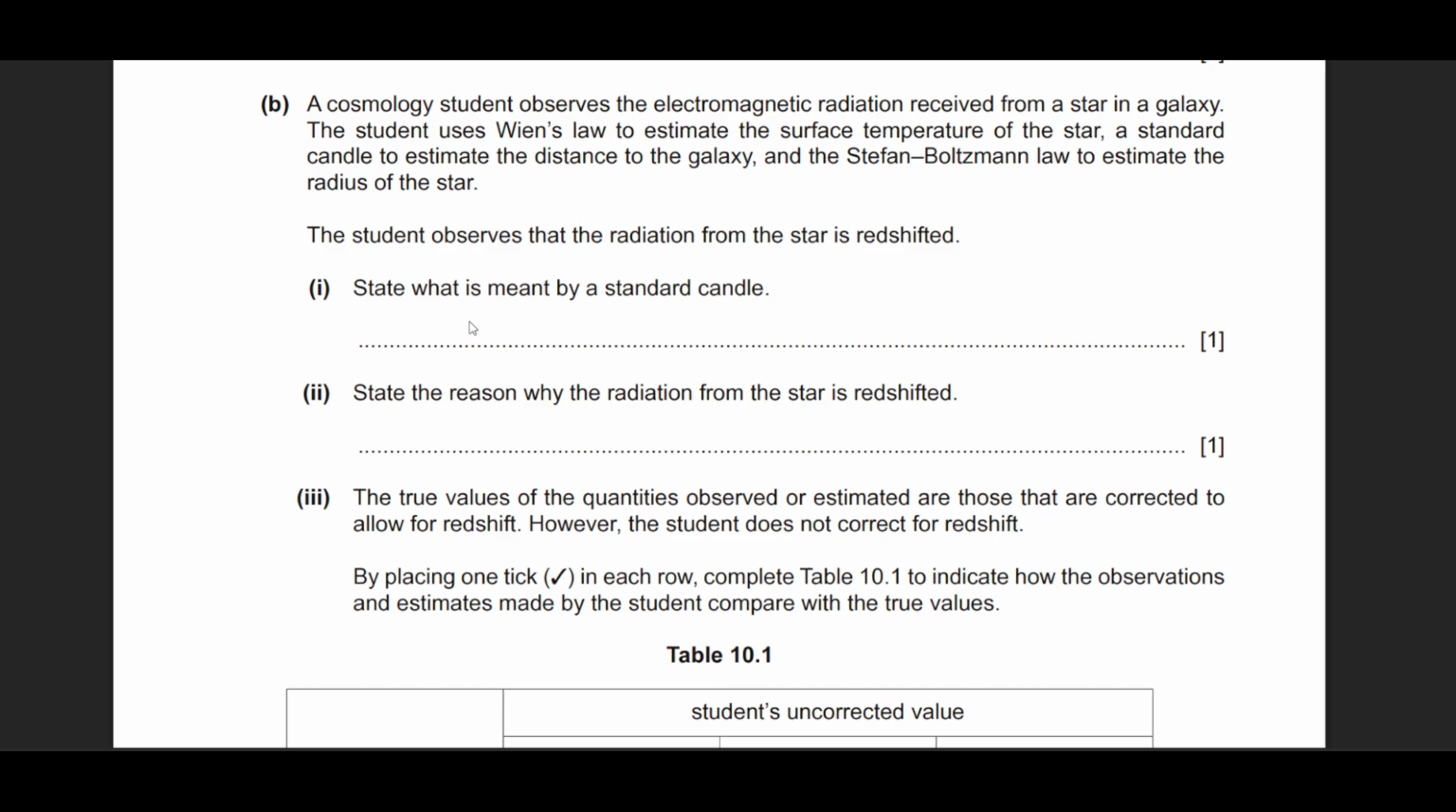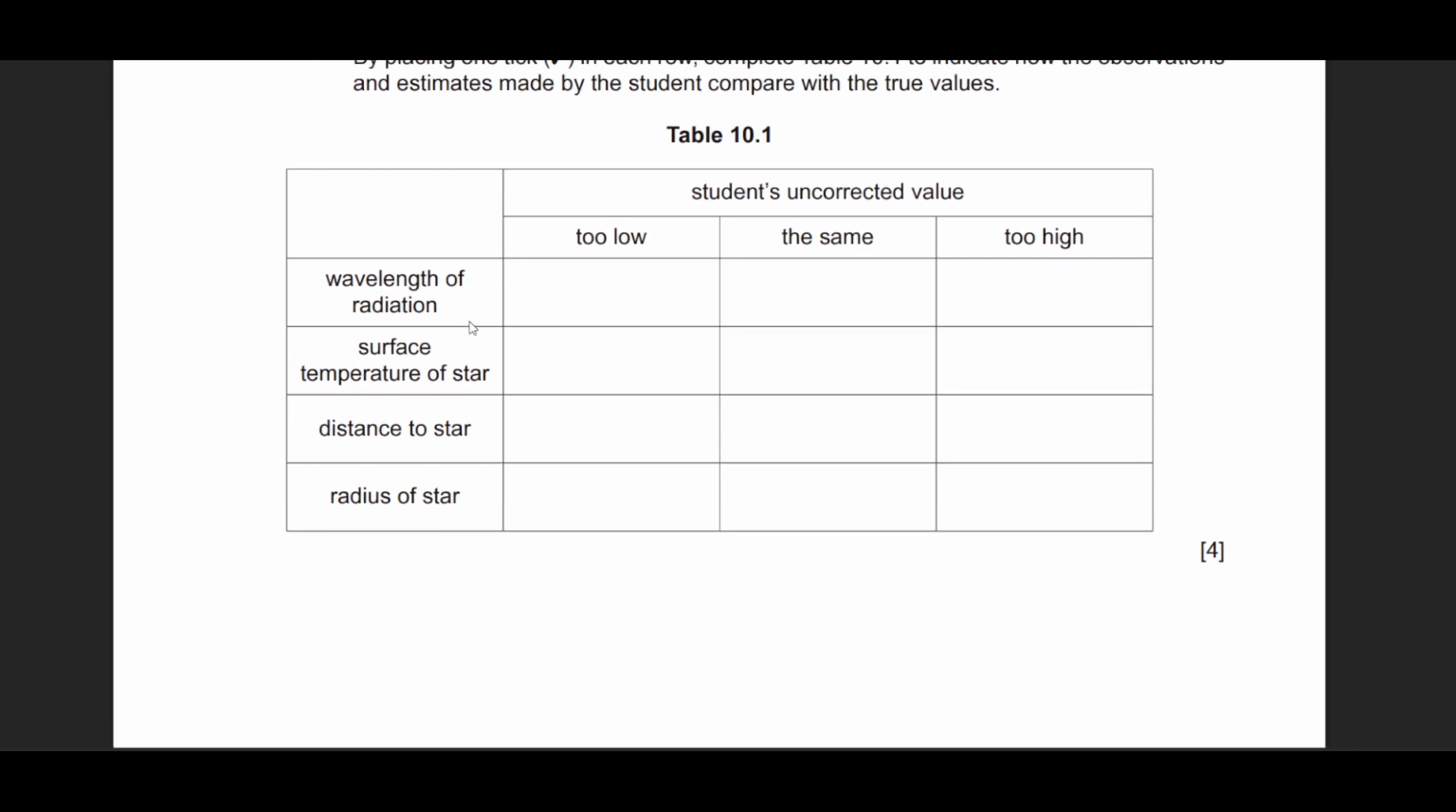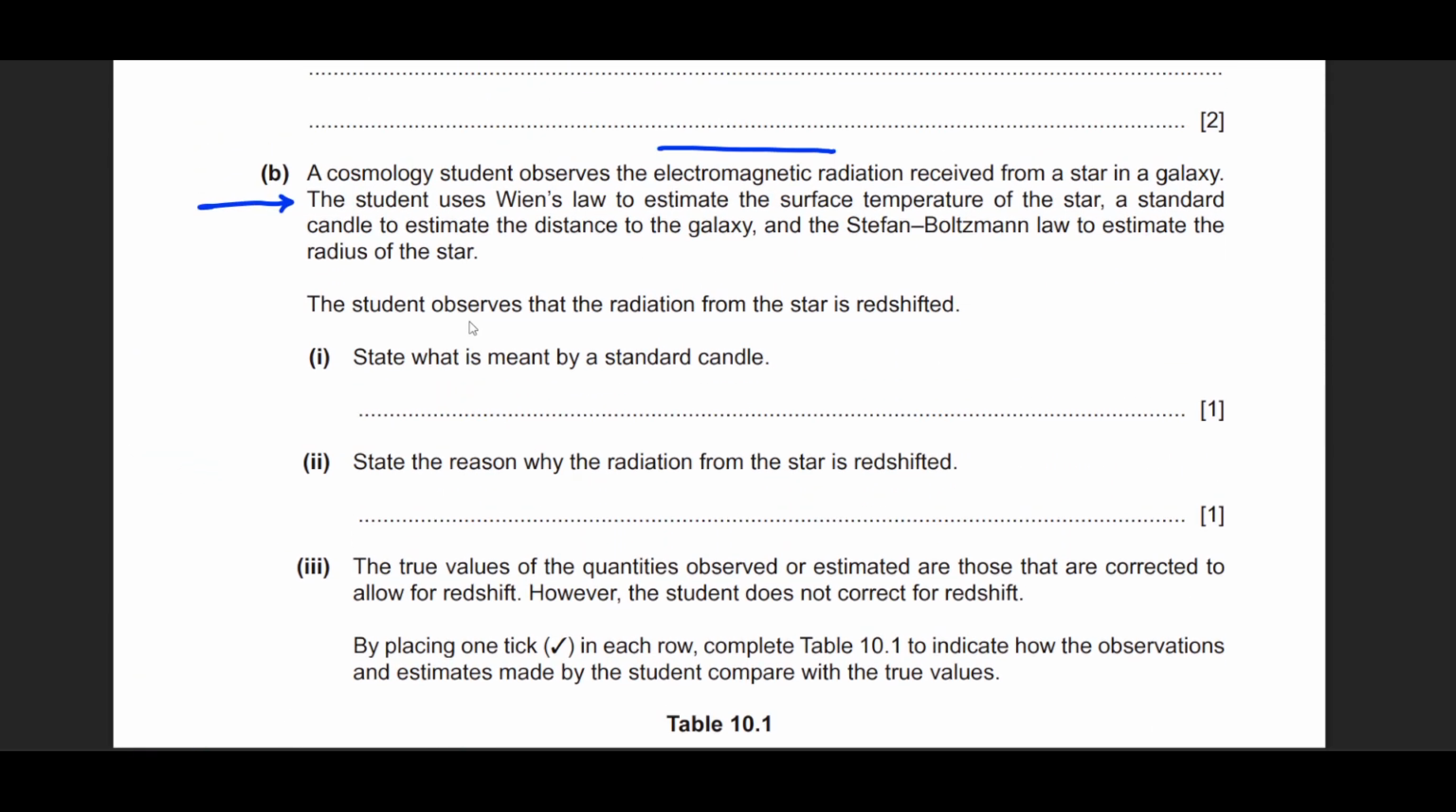Okay, so he says that a cosmology student observed the electromagnetic radiation of the star galaxy. The student uses Wien's displacement law. Now, this is very important. He is mentioning what formulas are being used to find what. The surface temperature. So coming back to this table, the wavelength and the surface temperature are connected by Wien's displacement law. So we need to write this down as lambda being equal to 1 over T, for both of them. Then he says that this is used to measure the surface temperature. Okay, fine. A standard candle is used to measure the distance.